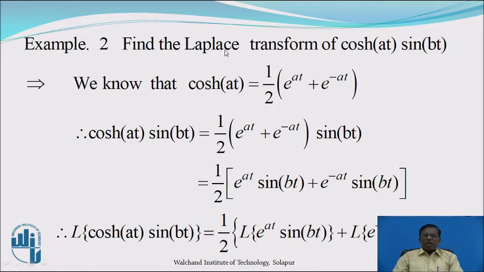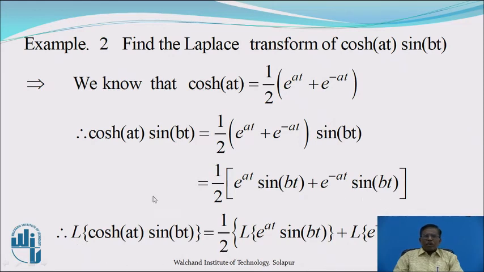Example 2. Find the Laplace transform of hyperbolic cos at into sine bt. Here first of all express this hyperbolic cos at in terms of exponential function using the definition of hyperbolic function. Hyperbolic cos of at equal to 1 by 2 into bracket (e to the power at plus e to the power minus at). Therefore, hyperbolic cos at into sine bt equal to 1 by 2 into bracket (e raised to at plus e raised to minus at) into sine bt. Now multiply sine bt inside, we get, which is equal to 1 by 2 into bracket (e to the power at into sine bt plus e to the power minus at into sine of bt).